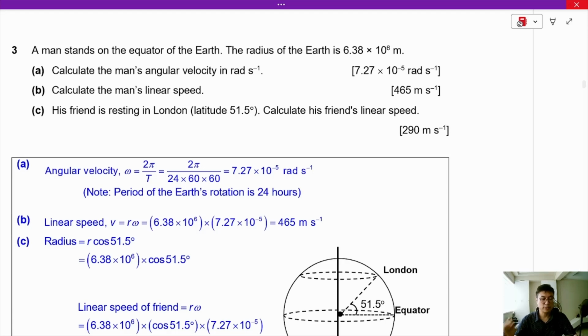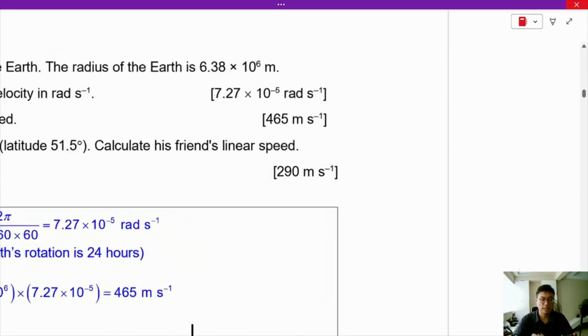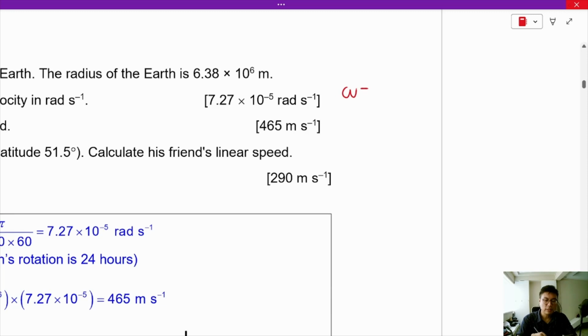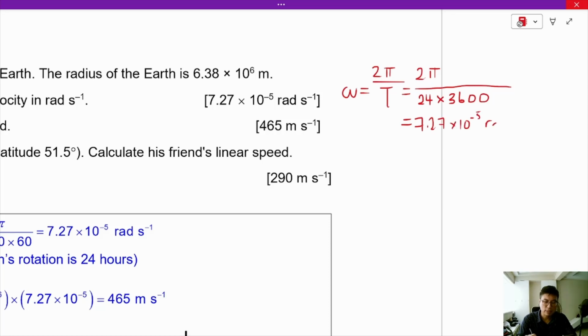Now let's take a look at question 3. A man stands on the equator of the Earth. The radius of the Earth is as such. Calculate the man's angular velocity in radians per second. The angular velocity of the Earth is given by 2 pi divided by the period of the Earth. How long does the Earth take to rotate around one period? The answer is 24 hours. So 24 hours converted into seconds, it will be 2 pi divided by 24 times 3600. That will be 7.27 times 10 to the power of minus 5 radians per second.